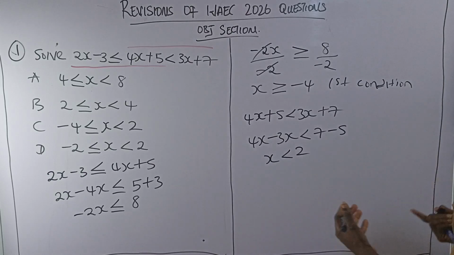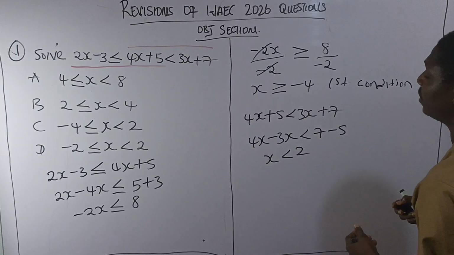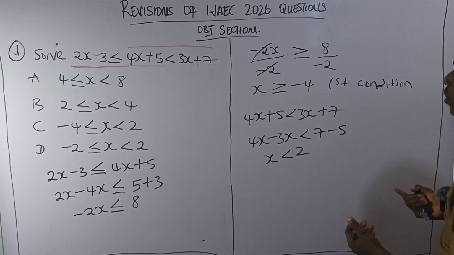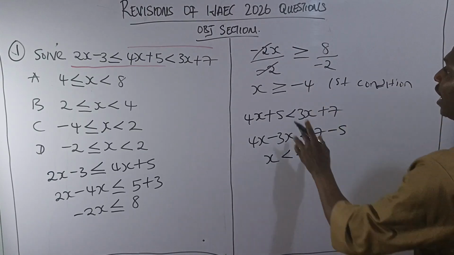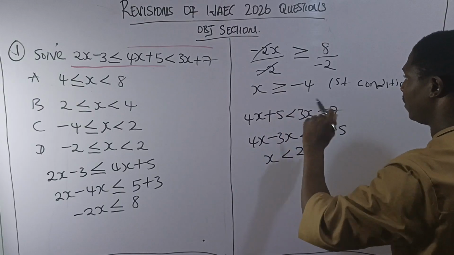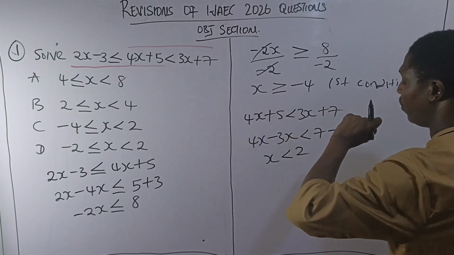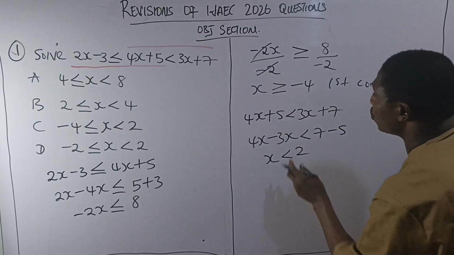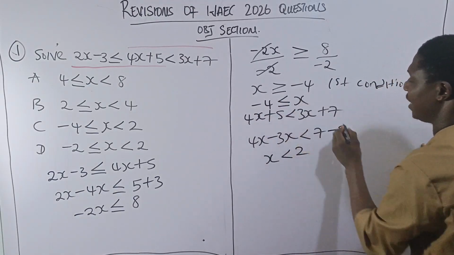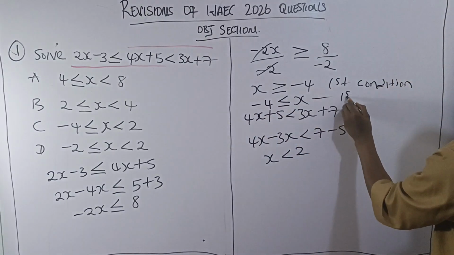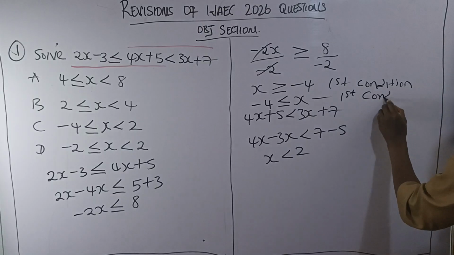Now I'll combine my inequalities. How do I combine my inequalities? I'll focus on the lower value. The lower value here is minus 4. So since minus 4 is the lowest value, I'll rearrange it so that the sign will be towards my left hand side. So this is the same as saying negative 4 is less than or equal to x. So finally this is my first condition.